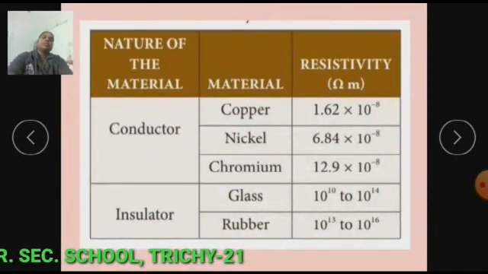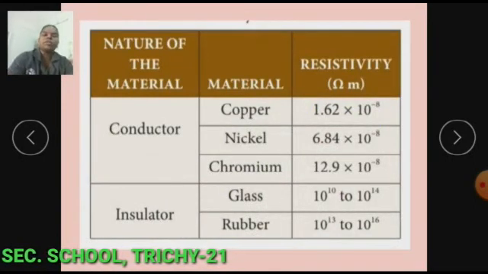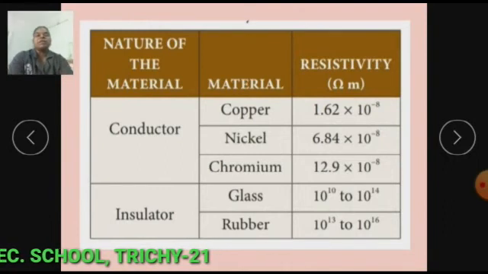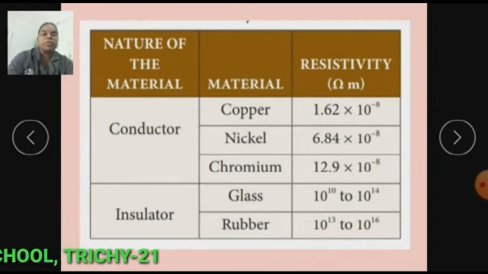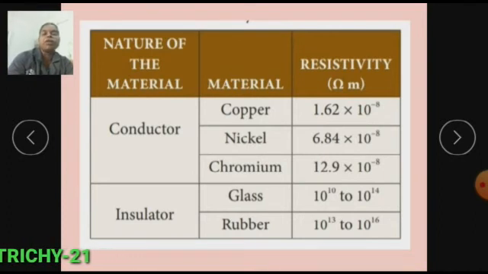The resistivity of some commonly used materials are given in this table. Nature of the material, name of the material, resistivity. Conductor, copper: the resistivity of copper is 1.62 into 10 to the power minus 8. Nickel is a good conductor.